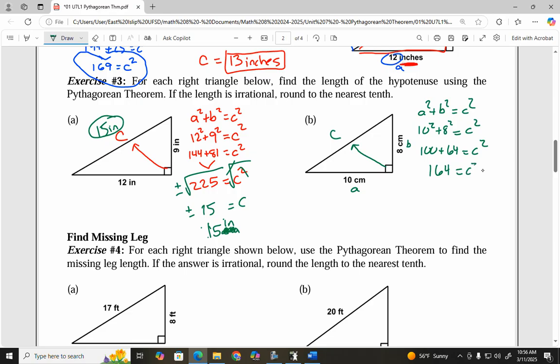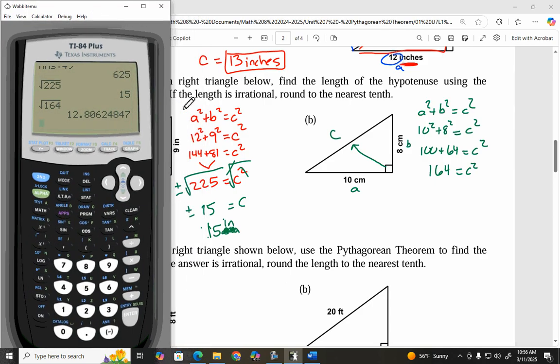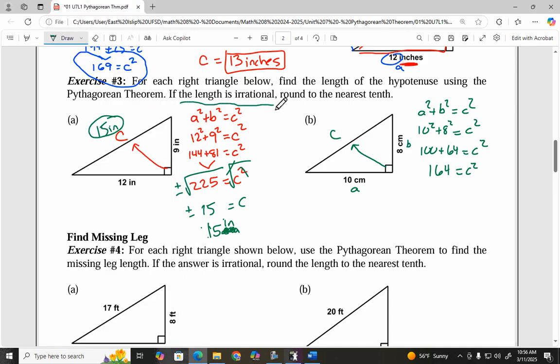164 equals C squared. Now, I don't think 164 is a perfect square. I don't have that stuck to memory. Let's see. Square root of 164. Yeah, it's irrational. So look at these directions. If the length is irrational, round to the nearest tenth.